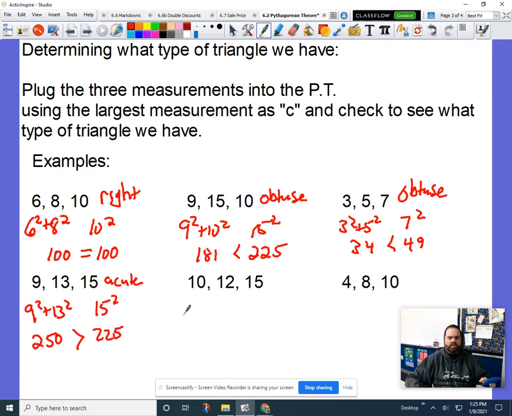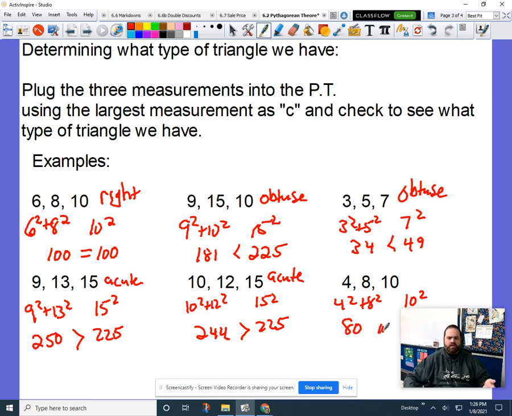10 squared plus 12 squared compared to 15 squared, that is 244 compared to 225. C squared smaller, that one's acute. And then 4 squared plus 8 squared compared to 10 squared. Let's see, 4 squared and 8 squared, that's 16 and 64, that's 80 compared to 100. That one's obtuse.